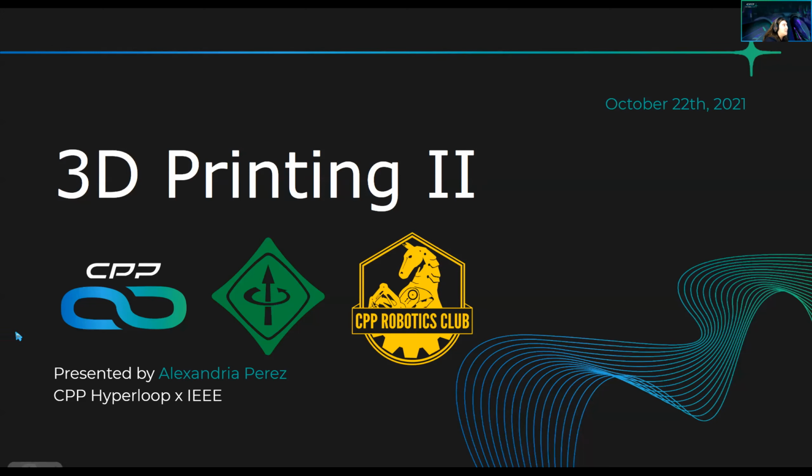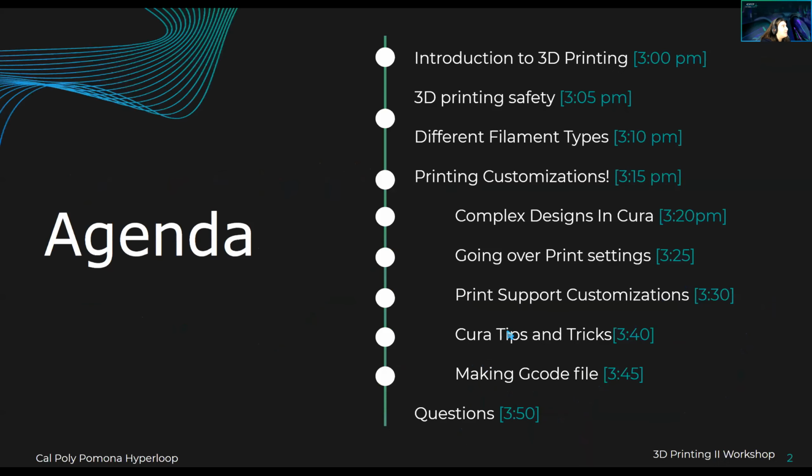This is the 3D printing 2, hosted by CPP Hyperloop, IEEE, and CPP Robotics. The agenda for today is an intro to what 3D printing is. We're going to talk about some 3D printing safety and some of the different filament types. Then we're going to get into some printing customization. I'm going to grab a pretty complex design and we're going to go over more of the settings and some of the support settings. And then I'm going to talk about some of the tips and tricks I've learned in Cura.